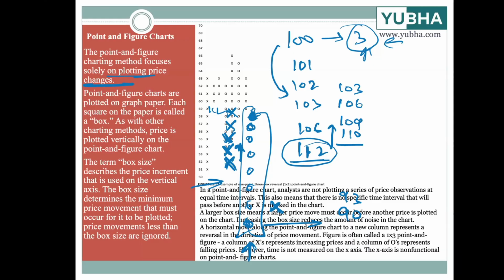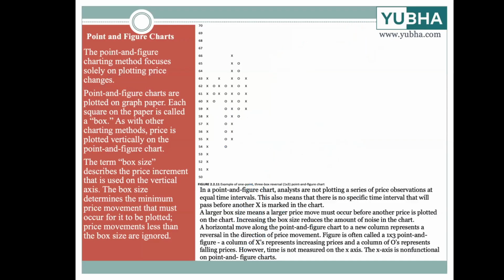It is only tracking how the prices have moved, whether the prices have changed in one direction by more than a certain threshold or not. And a new column will only start if the prices have changed by more than a certain amount. So what's happening over here is that analysts are not plotting a series of price observations at equal time intervals. All that they're plotting is whether a price has moved more than a certain threshold or not.